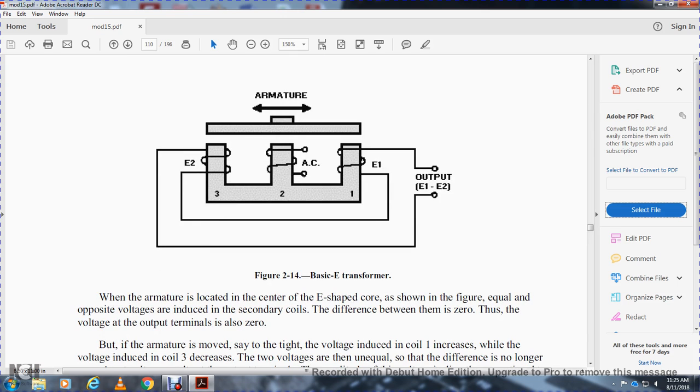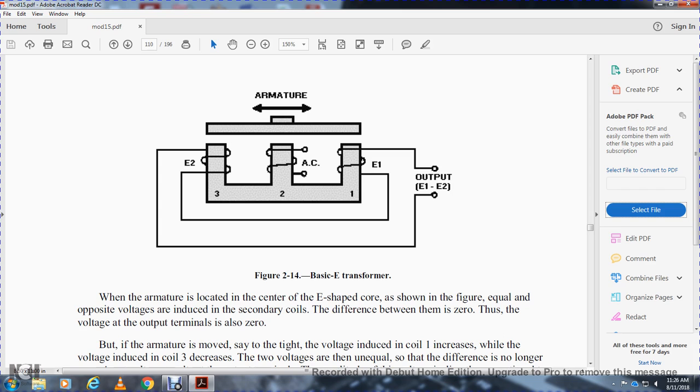All right, this shows the armature of the basic E-transformer. The three windings show the armature moving over the lines, a basic kind of switch, almost like a hydraulic piston you find in a steam engine, a two-chamber slide that moves over the top.